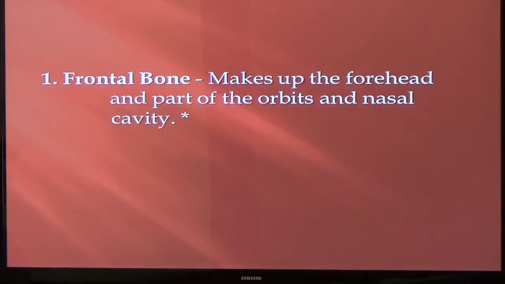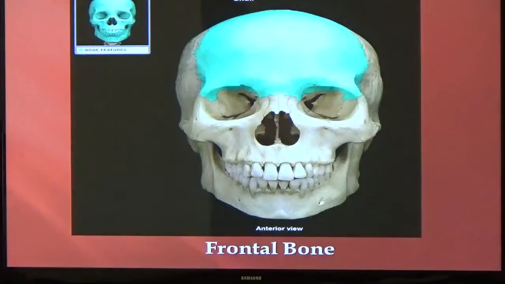So the 8 bones are the frontal bone. You need to know the frontal bone, and where would the frontal bone be? In front, right here. Yeah, they've missed it, believe me. It makes up the forehead and part of the orbits, which are the eyes. So this part right here is the frontal bone and part of the nasal cavity. Here's the frontal bone outlined in green. Again, part of the orbits, part of the nasal cavity, and the top of your head.